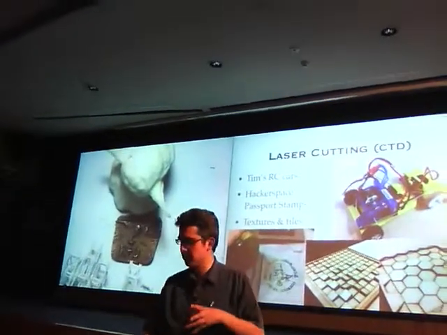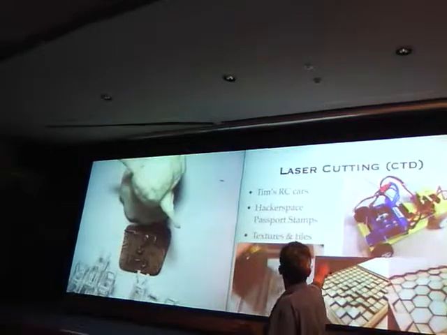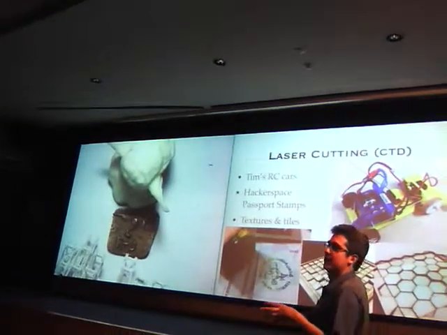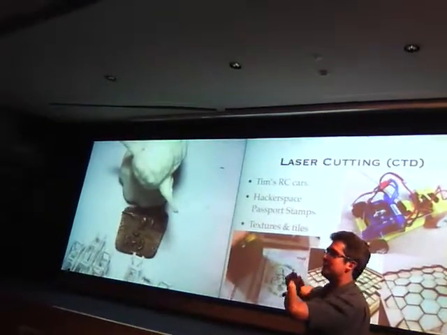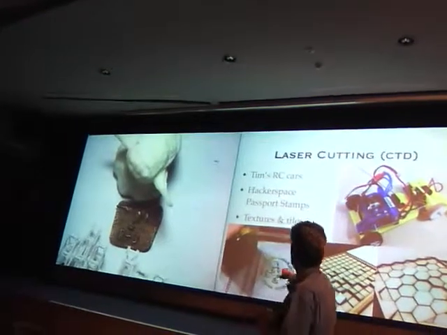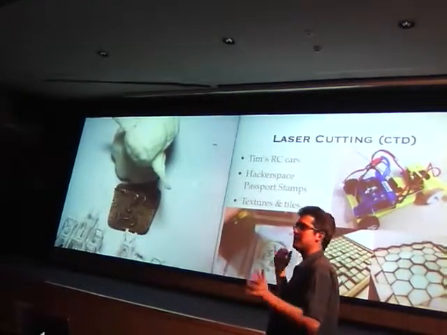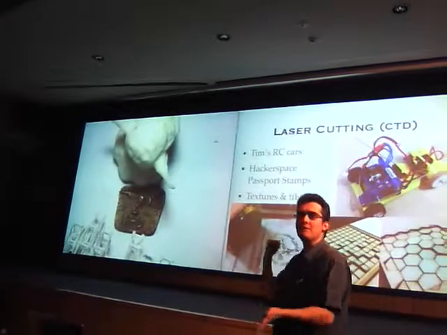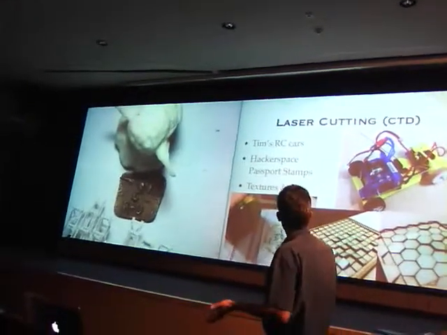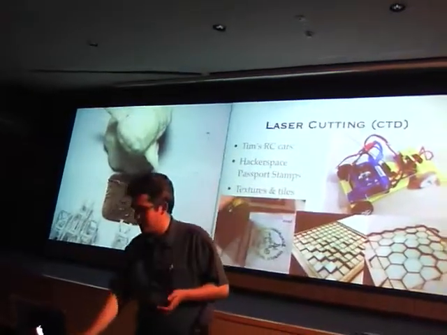Here's some other examples of laser cut stuff we've got. He made a remote control car entirely out of laser cut acrylic, which has been cut and glued together. I made some passport stamps. There's this cool thing called Hackspace Passport, where if you go visit a new space around the globe, you get your passport stamped. And just textures and tiles I really like.